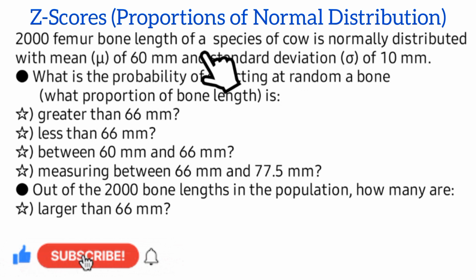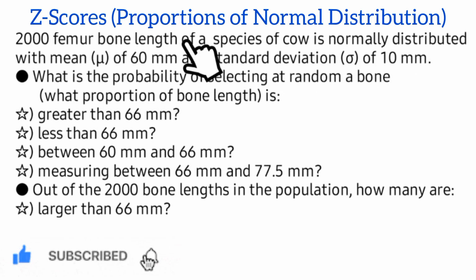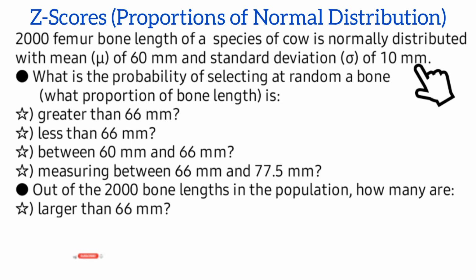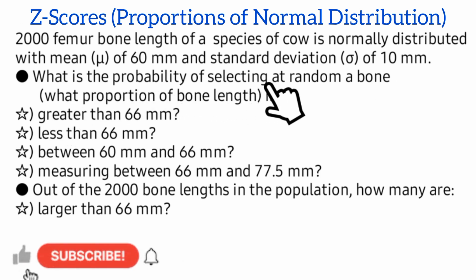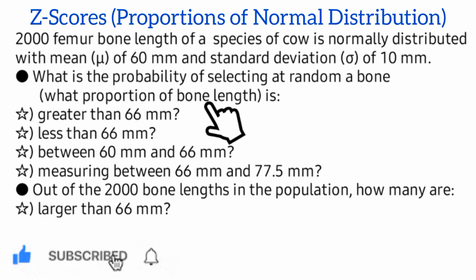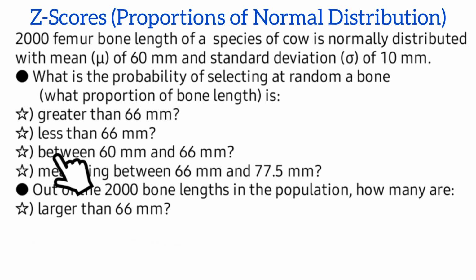2000 femur bone lengths of a species of cow are normally distributed with mean 60 mm and standard deviation 10 mm. The question says, what is the probability of selecting at random a bone? This is another way of saying what proportion of bone length is greater than 66 mm, less than 66 mm, between 60 mm and 66 mm, measuring between 66 mm and 77.5 mm. Next question says, out of the 2000 bone lengths in the population, how many are larger than 66 mm?